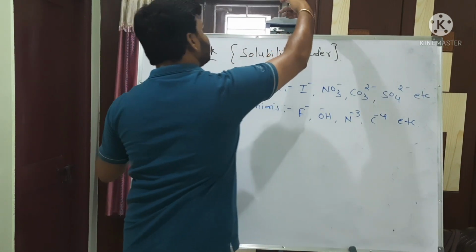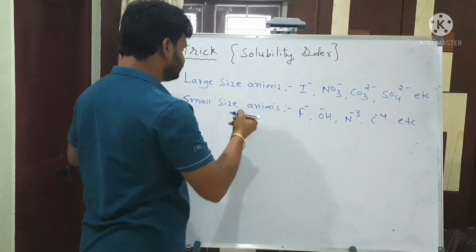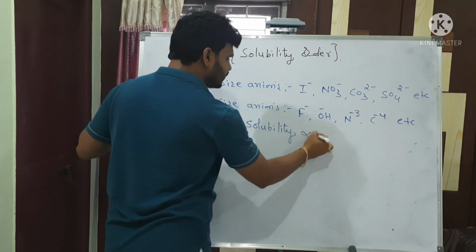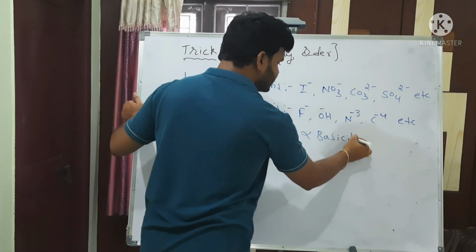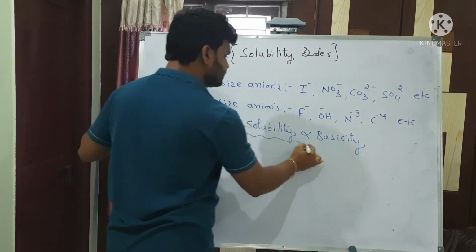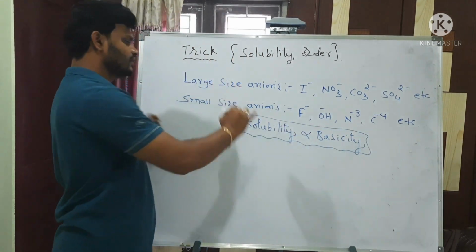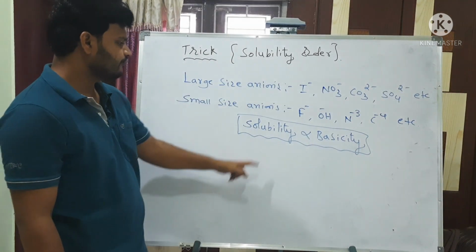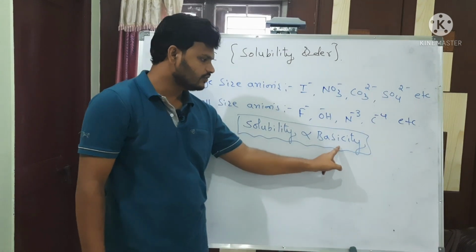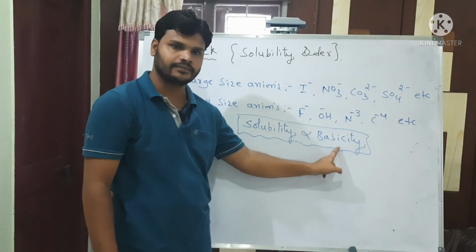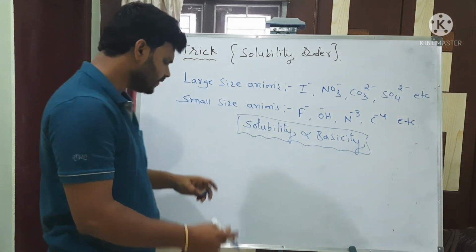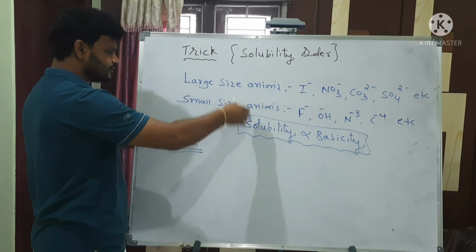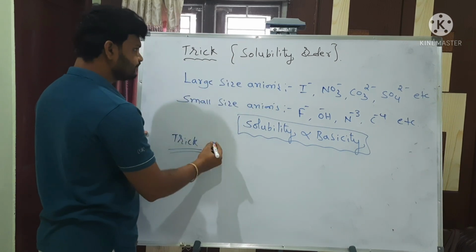Next, I am going to give one more trick. The trick is: solubility is directly proportional to basicity. Basicity is also one of the necessary topics. Solubility is directly proportional to basicity. So that indicates, if you get the solubility order, automatically you will get the basicity order also, like buy one get one, bumper offer. Okay, anyhow, what is the trick? These are the basic rules.